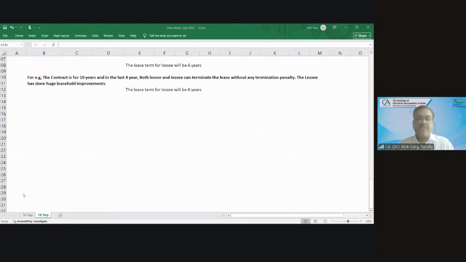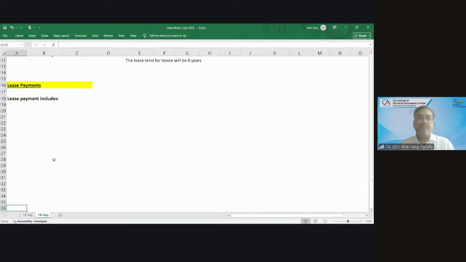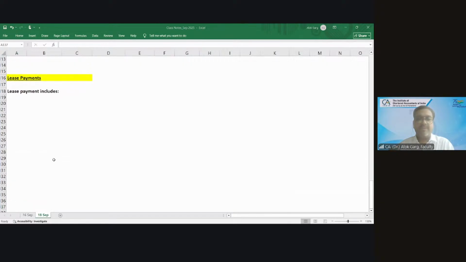Visible. So yes, coming to the lease payment. What does lease payment include, my dear friends? What is the inclusion of the lease payment? Fixed payments.